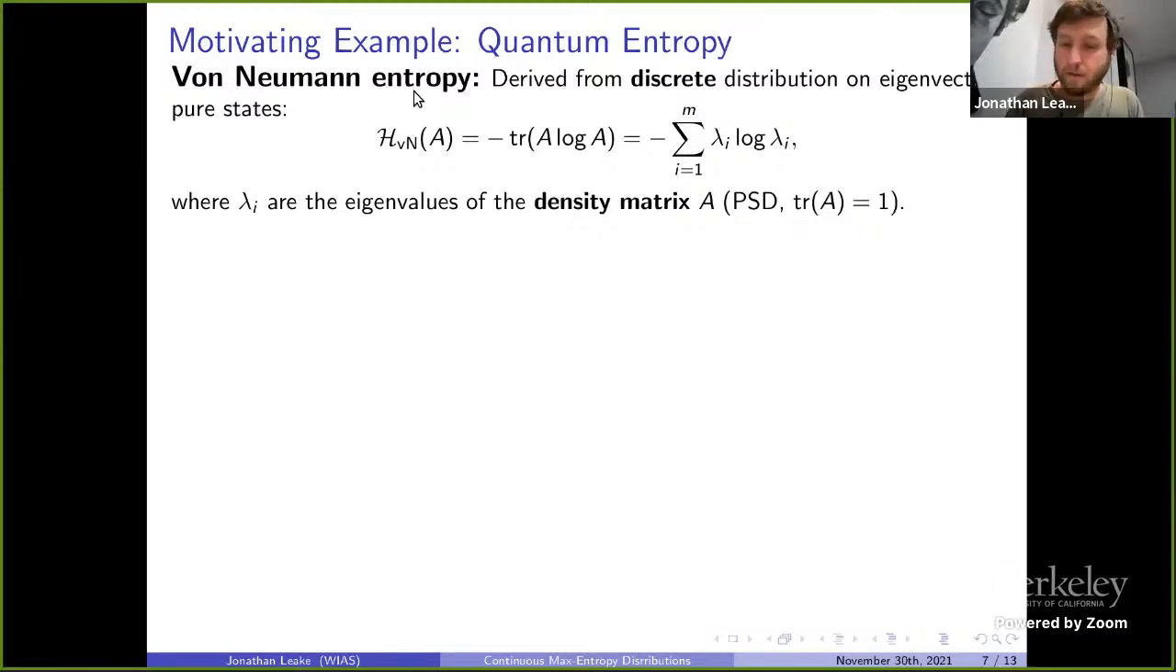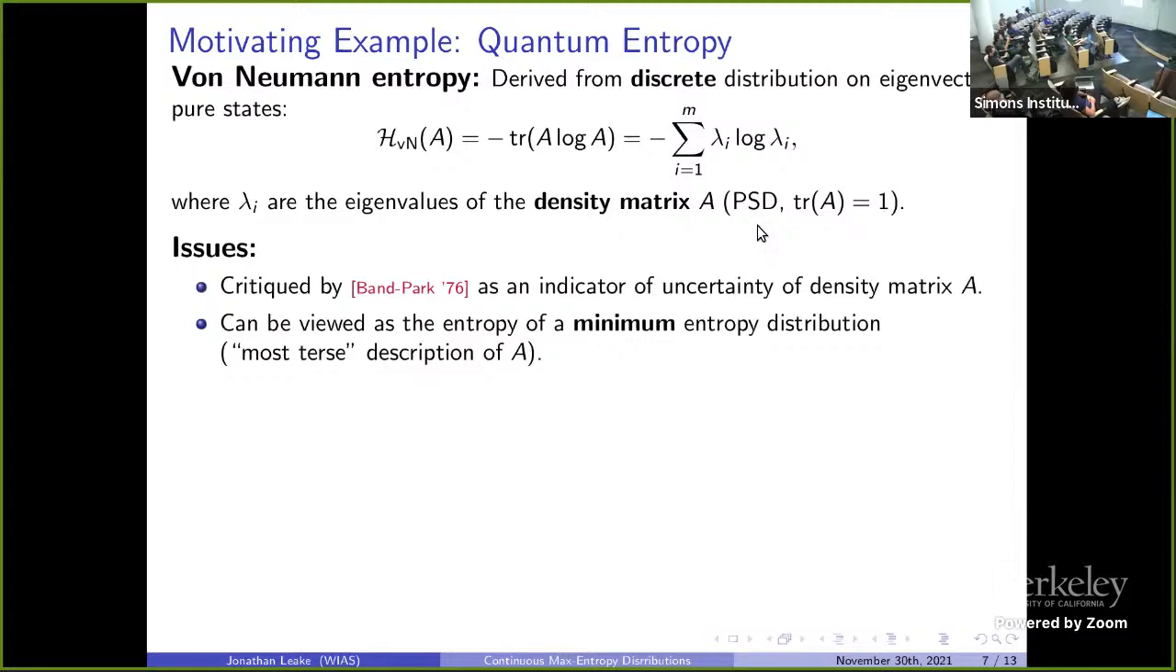So this is a very famous quantity that's used in quantum physics quite a bit. But there are certain issues with this. There are quite a few more philosophical works where people criticize the use of this in various contexts. Often the critique, at least mathematically, boils down to the fact that you can think of this as some minimum entropy distribution, or at least the way you might think about this is a very terse description of A. Somehow the support of this distribution that you're associating to A is as small as possible.